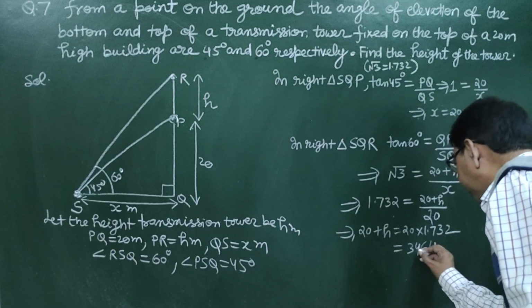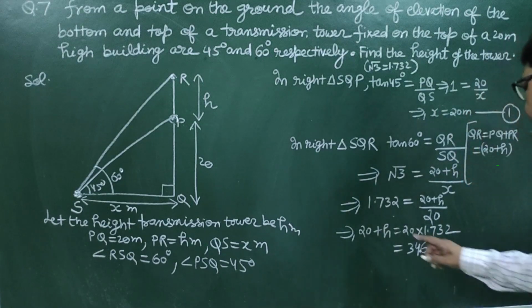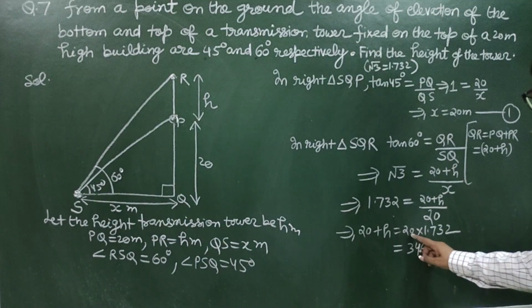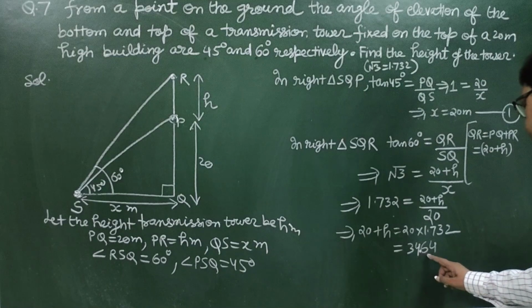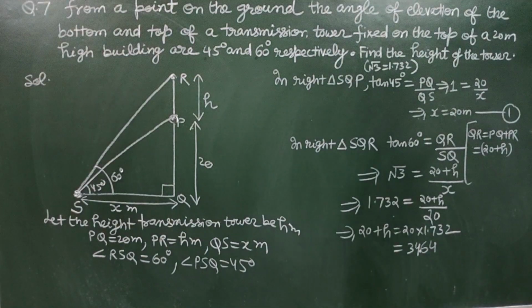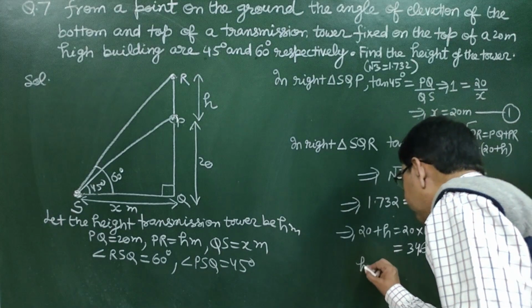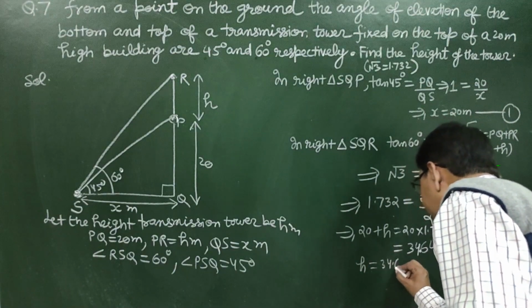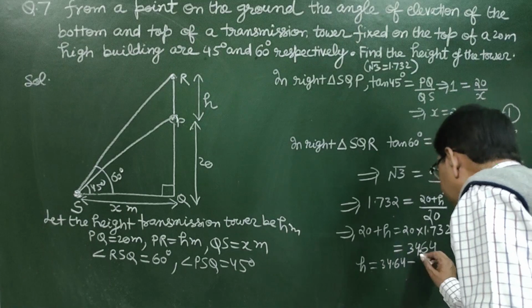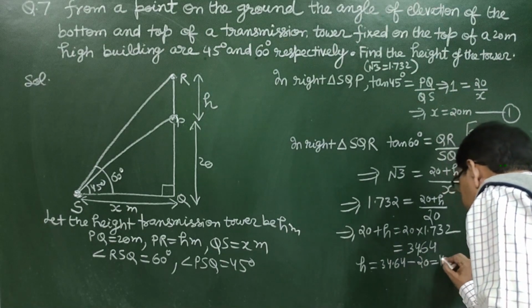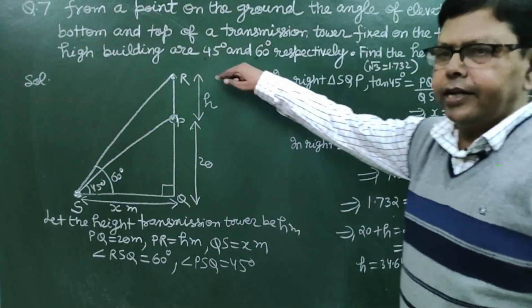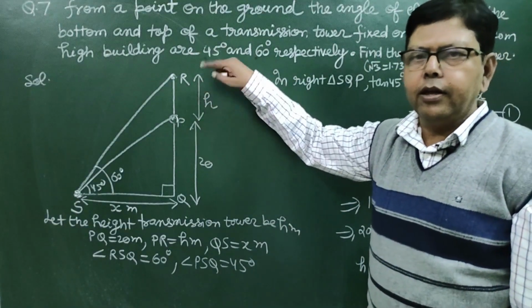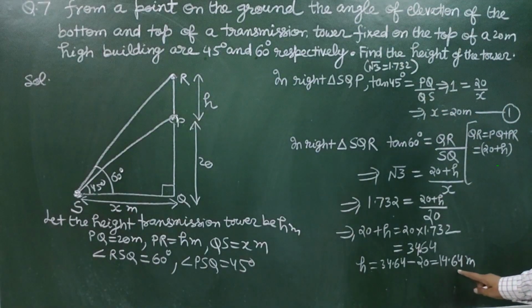If we multiply 20 with 1.732, this is equal to 34.64. So 20 plus H is equal to 34.64. So H is equal to 34.64 minus 20, which is equal to 14.64 meter. Therefore, the height of the transmission tower is equal to 14.64 meter.